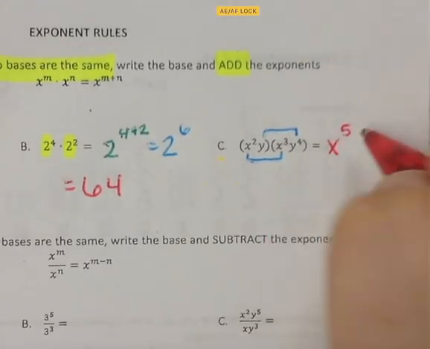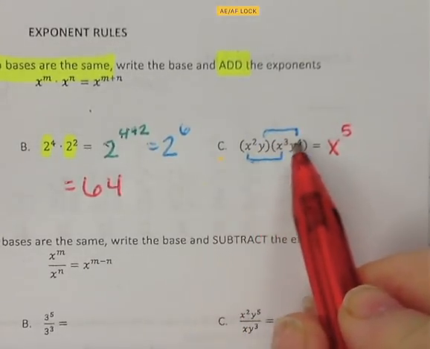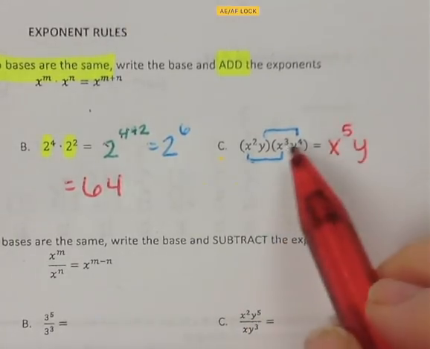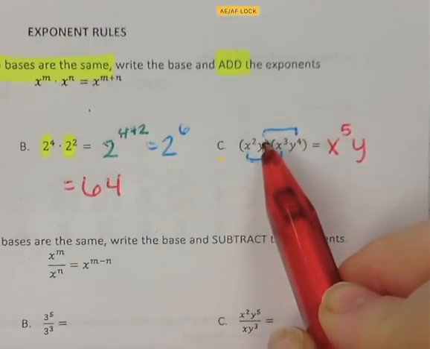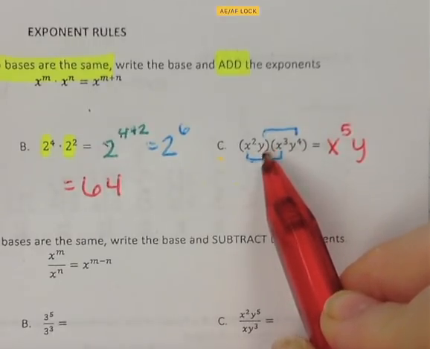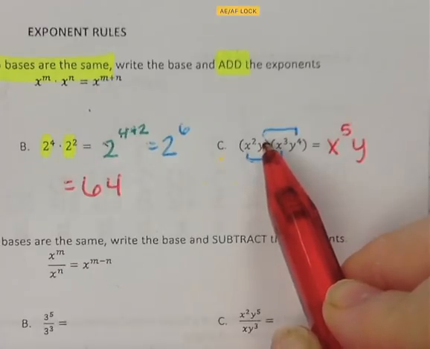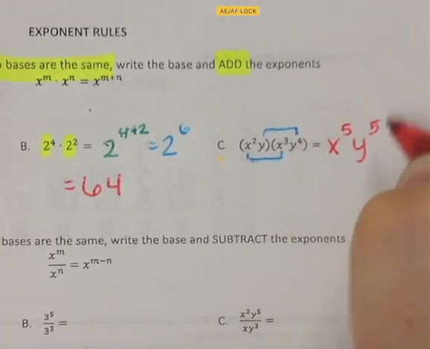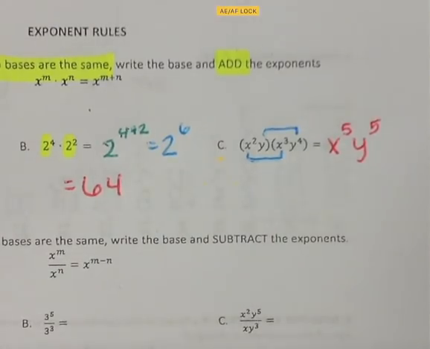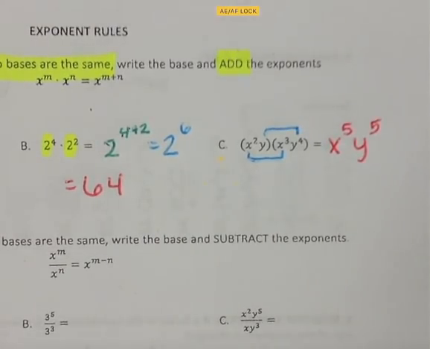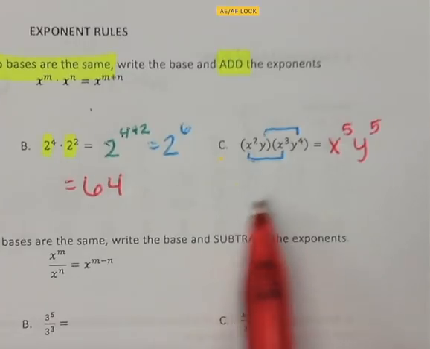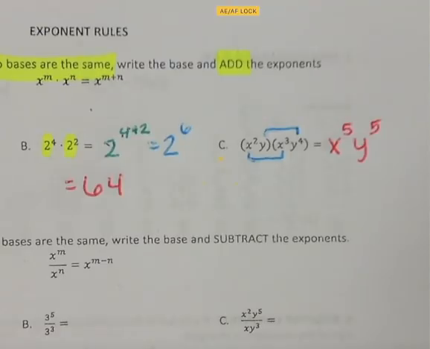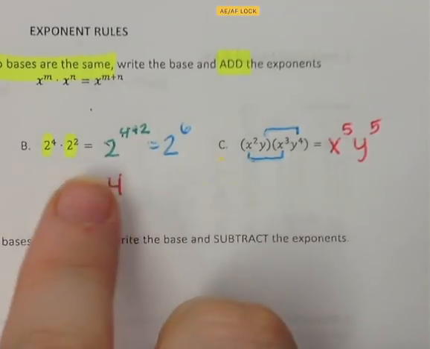So we have x to the fifth, but then we also have our y's. Since they have the same base, we write that same base, and we add our exponents. Now this y is actually raised to the first power, because there is one y here. That means it's going to be a 1 plus 4, which is a 5. So our answer for this problem is x to the fifth, y to the fifth. That is the product rule. When you have the same bases being multiplied, you add the exponents, and that's for any type of base, letters or numbers.